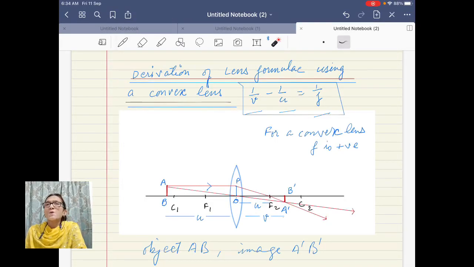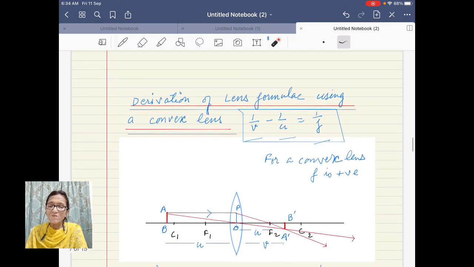Hi, today we will derive a lens formula. We know that when an object is placed before any lens, the lens forms a real or virtual image at a certain distance. And there is a relationship between object distance, this image distance, and the focal length of the lens. This relationship is called the lens formula.